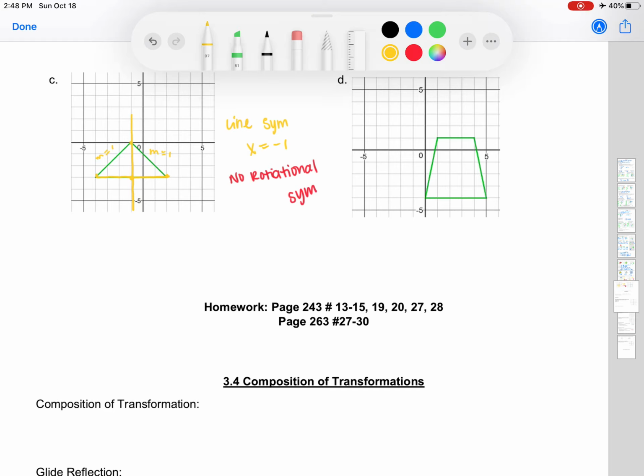Okay, go ahead and pause the video and try example 3D.